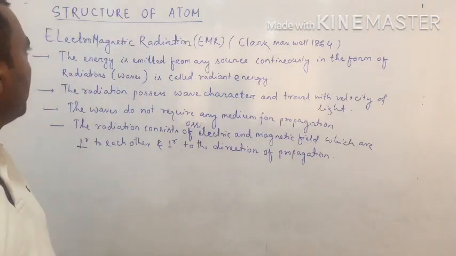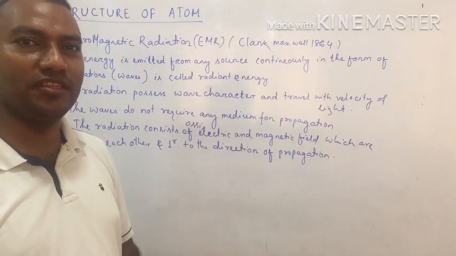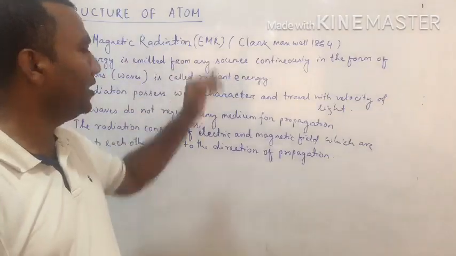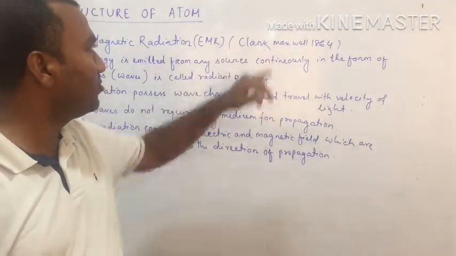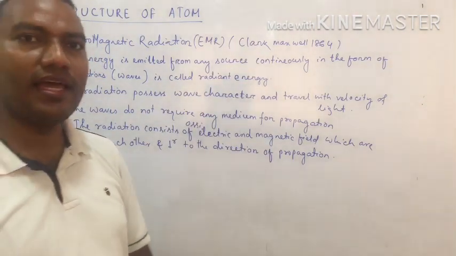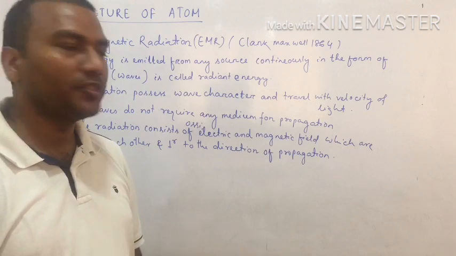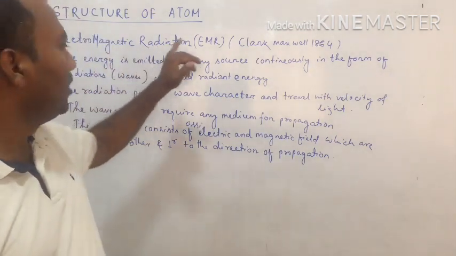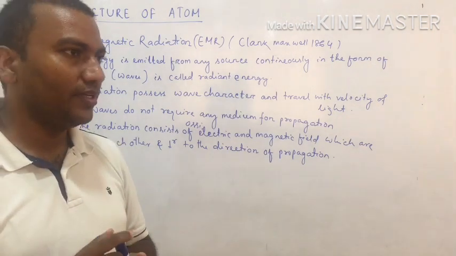So next theory is, what is the meaning of electromagnetic radiation theory, or this is called EMR. This theory was proposed by scientist Clerk Maxwell in the year 1864. Okay, so first listen, what is the meaning of electromagnetic radiation?